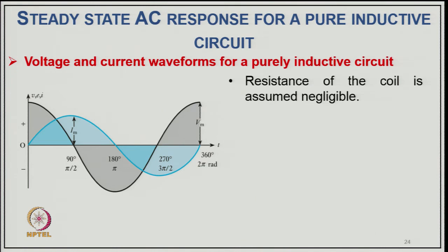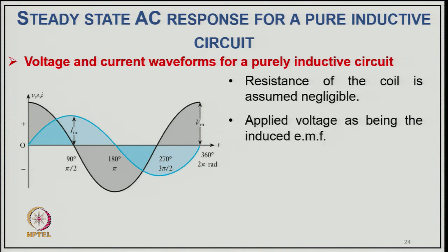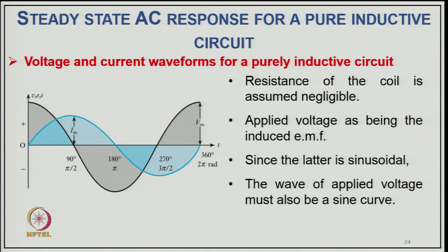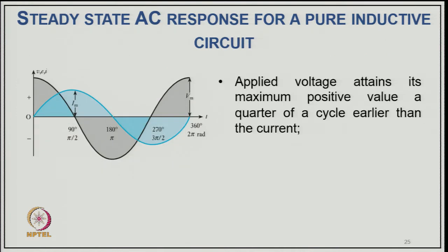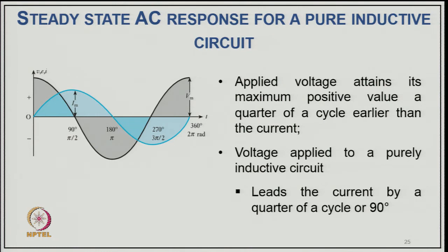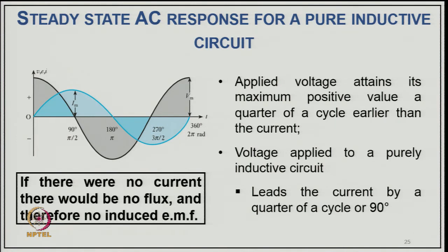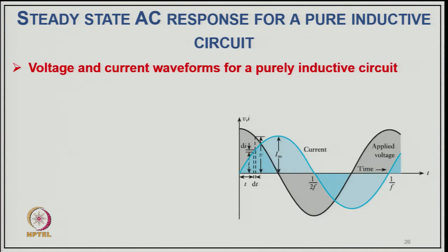So, the resistance of the coil is considered negligible and the applied voltage is taken as being the induced EMF, and since the latter is sinusoidal, the wave of applied voltage must also be a sine wave. So, typically the applied voltage attains its maximum positive value a quarter of a cycle earlier than the current. So, the voltage applied to the purely inductive coil leads the current by a quarter of a cycle, that is 90 degrees, and if there were no current there would be no flux and therefore no induced EMF in the coil. So, the voltage and current waveform of a pure inductive circuit can be presented here.